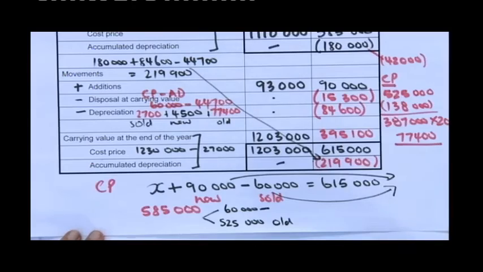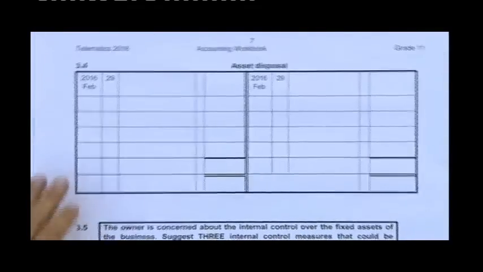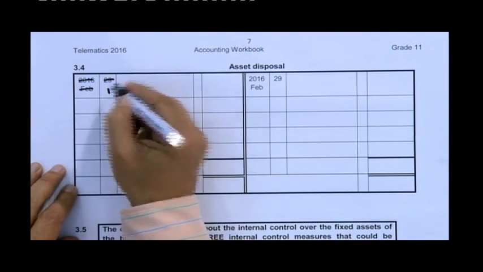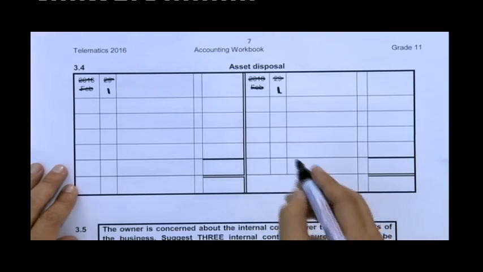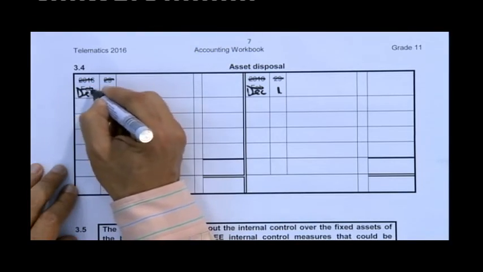Okay, so now we'll just move on to the question quickly, because it says that we also have to prepare an asset disposal account. Just one mistake there, a printing error. It was not sold at the end of February, but it was sold at the beginning of December. Okay, so it was sold at the beginning of December.